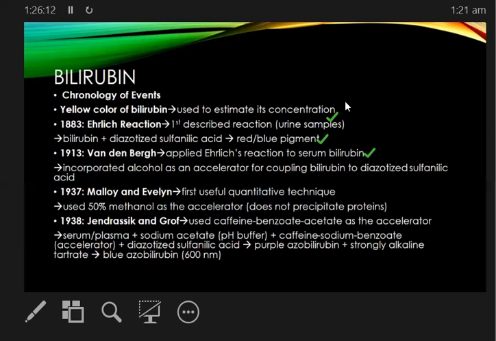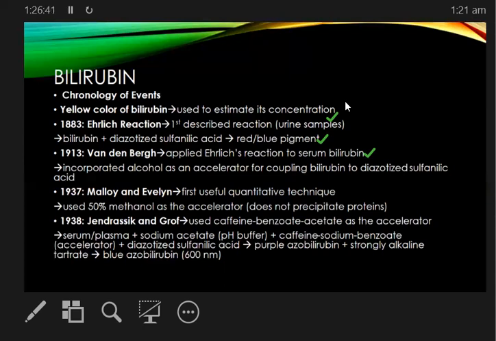The problem with the Van den Bergh reaction is that it made use of an alcohol capable of precipitating protein. Remember that protein undergoes denaturation and precipitation at higher concentrations of alcohol. So that was the problem in the Van den Bergh reaction.